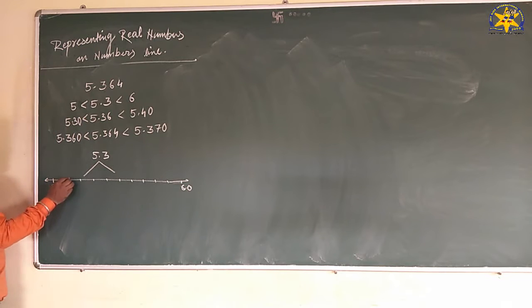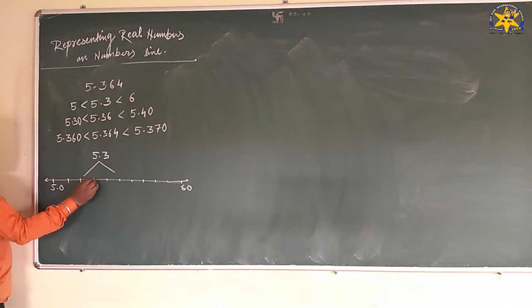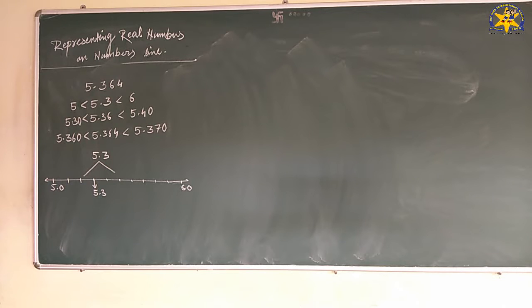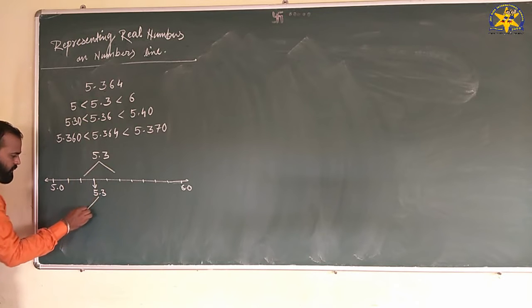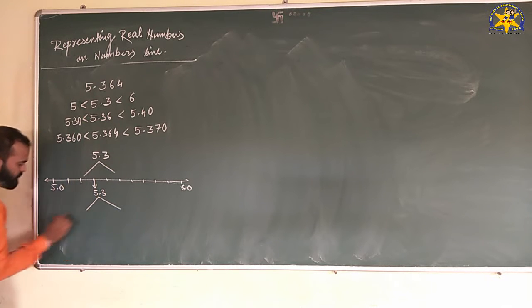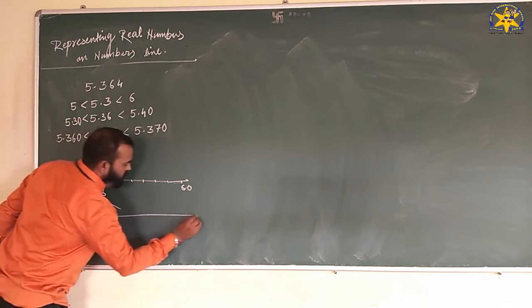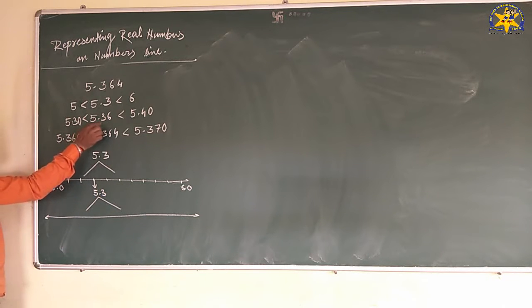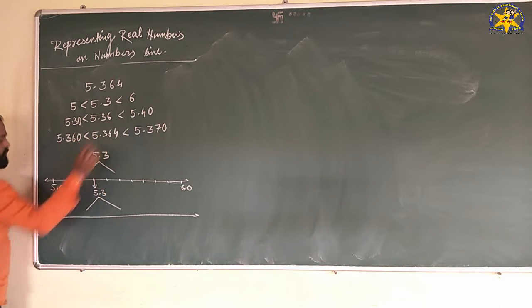So here 5.1, 5.2, 5.3. So here will be our 5.3. Now again, what do we have to represent? 5.36. So for 5.36 again we will zoom it. What have we written for 5.36? 5.36 lies between 5.30 and 5.40.